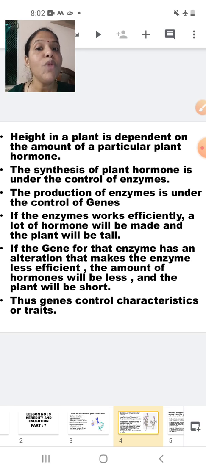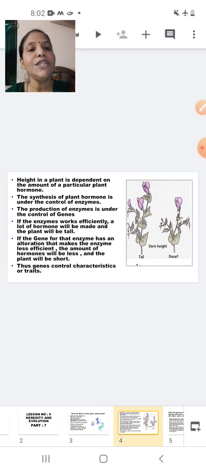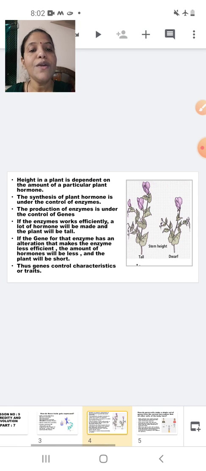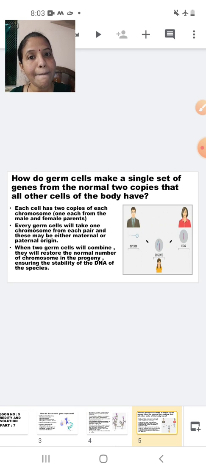If the enzymes work efficiently, a lot of hormone will be made and the plant will be tall. If the gene for that enzyme has an alteration, that has become faulty, that makes the enzyme less efficient. The amount of hormones then will be less and the plant will be short or dwarf. Thus genes control the characteristics or traits. So students, I hope you have understood how genes control a particular trait. Now let's move over to the next slide.